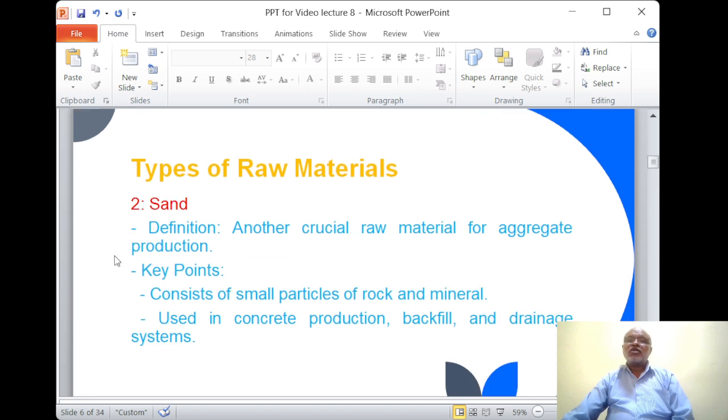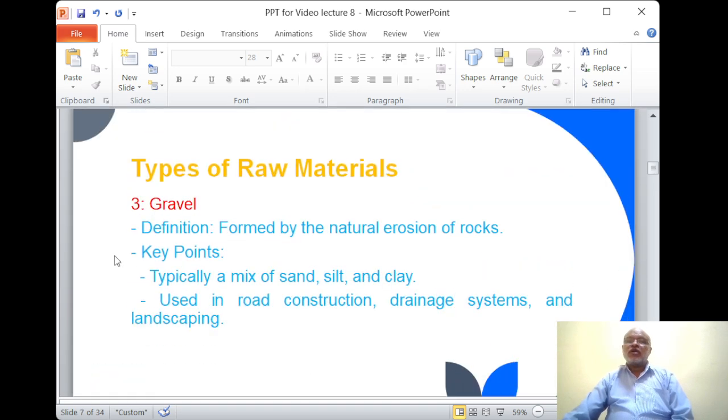The other one is gravel. Gravel is defined as the type of aggregate formed by the natural erosion of rock and typically a mix of sand, silt, and clay. And it is used in road construction, drainage system, and landscaping.